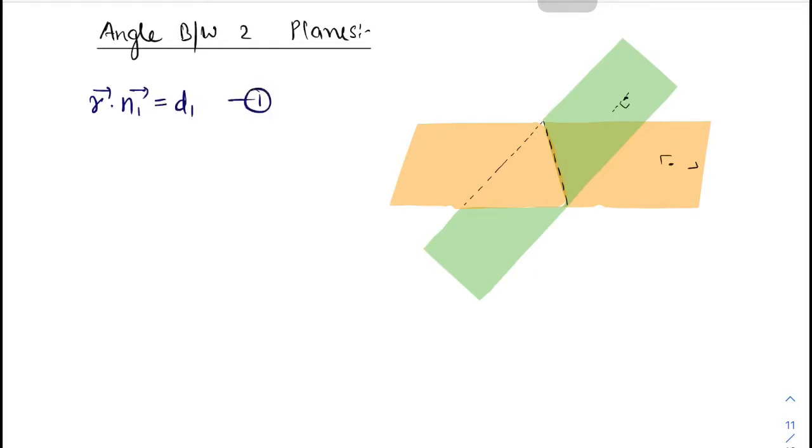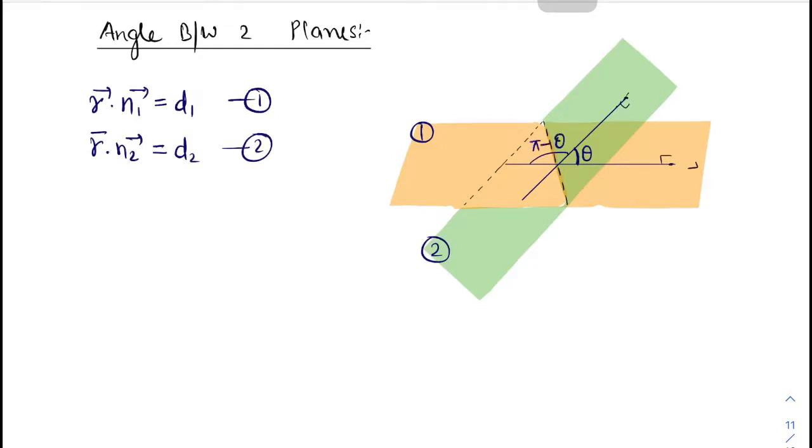This is plane first, and second plane to be r vector dot some normal vector n2 vector equal to d2. Okay, so these are the equations of two planes. Let us consider this plane to be first and this plane to be second. So we have to determine basically the angle between these two planes. So let me draw. This is the angle between two planes. If an acute angle is this theta, then the other angle can be pi minus theta. Okay, so how to determine this angle theta?